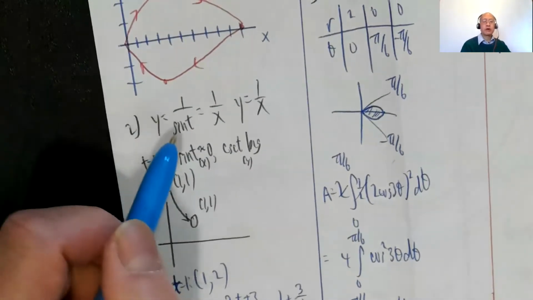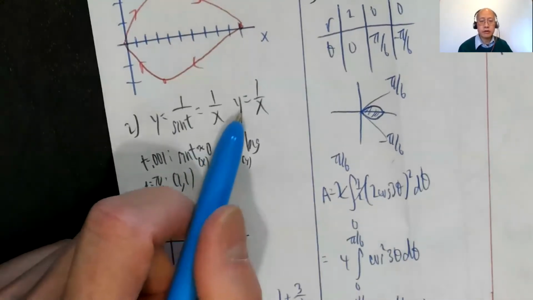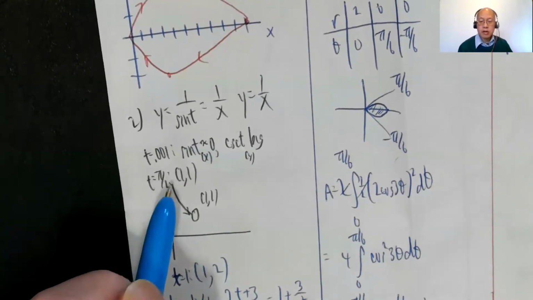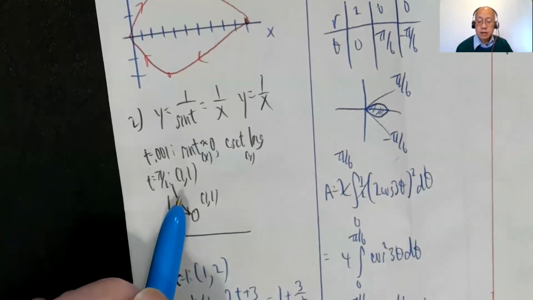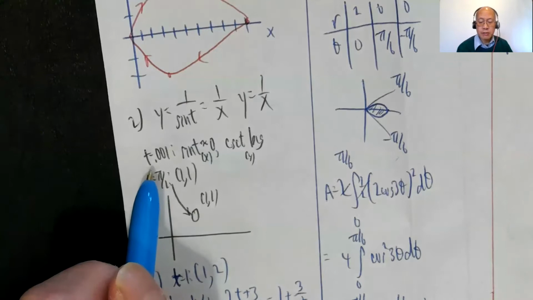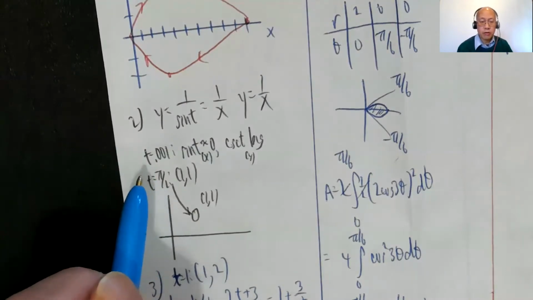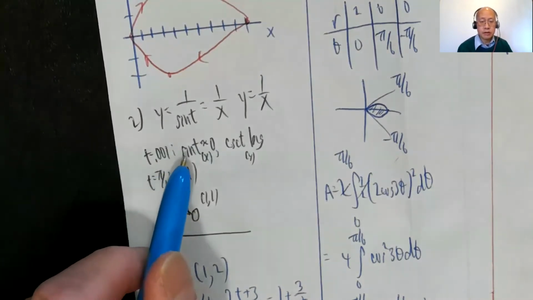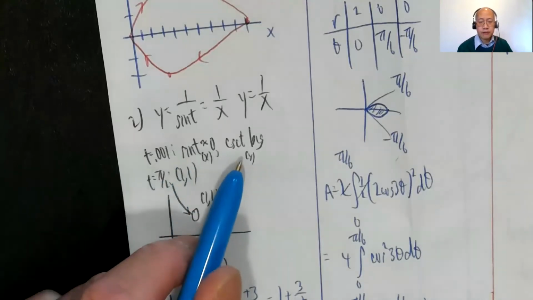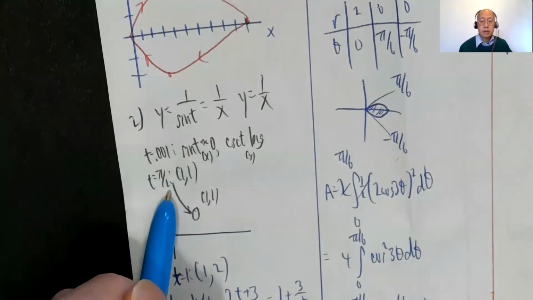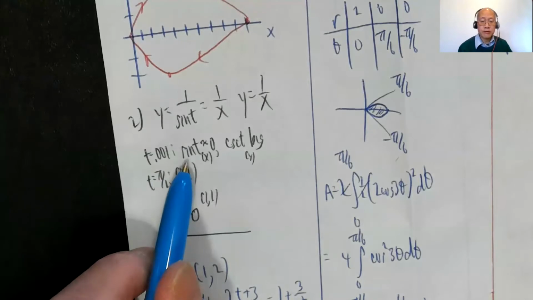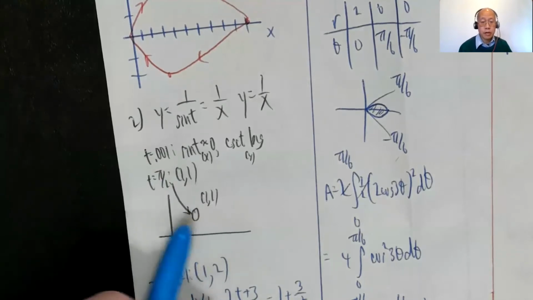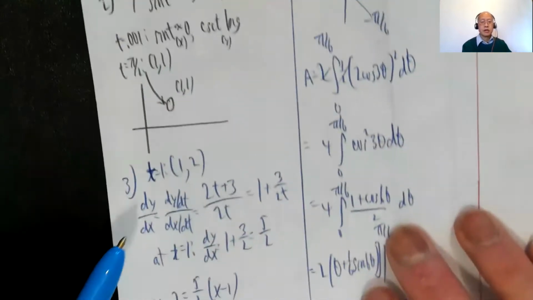Number 2, y equals 1 over sine of t, which is 1 over x, so y equals 1 over x. But we're only going from 0 to pi over 2. If I plug in a number slightly bigger than 0, like 0.001, sine of 0.001 is about 0. That's the x coordinate. Therefore, the reciprocal is super big. At pi over 2, sine of pi over 2 is 1, whose reciprocal is 1. So we're starting way up here, going in this direction toward 1, 1.